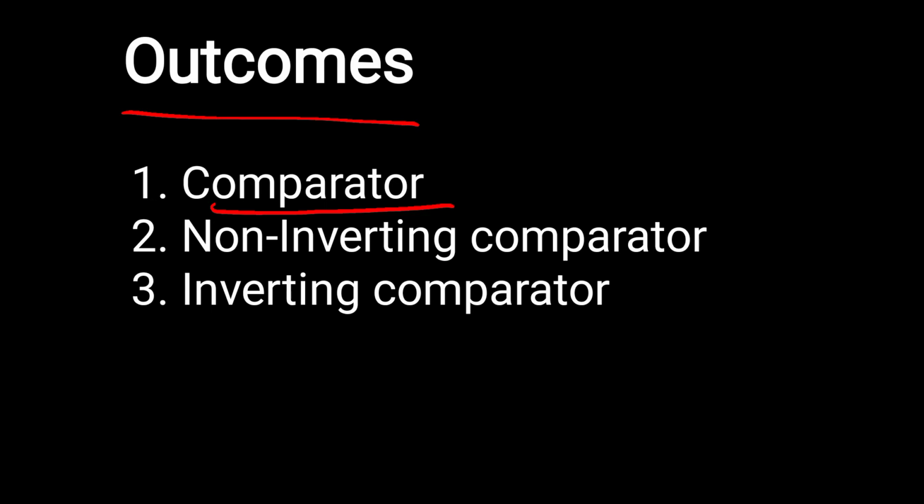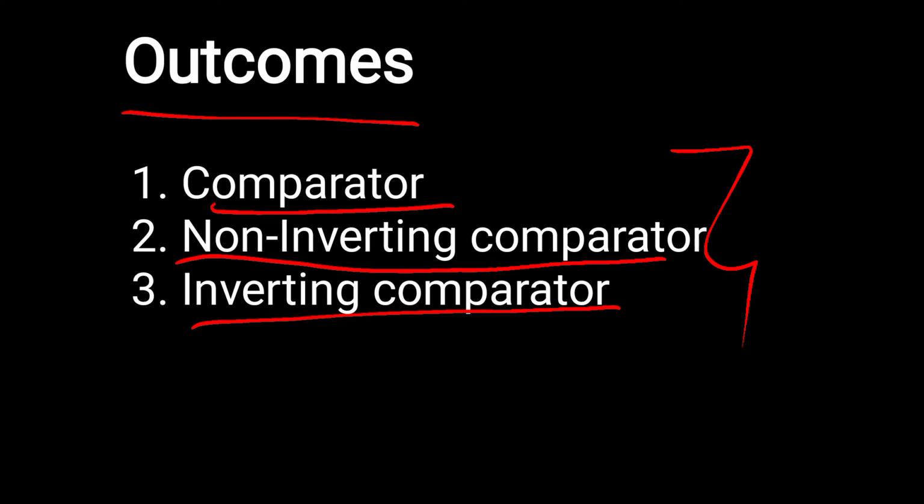There are two types of comparator. The first one is non-inverting comparator and the second one is inverting comparator. We will discuss these three topics in this video. First let's see what is comparator.